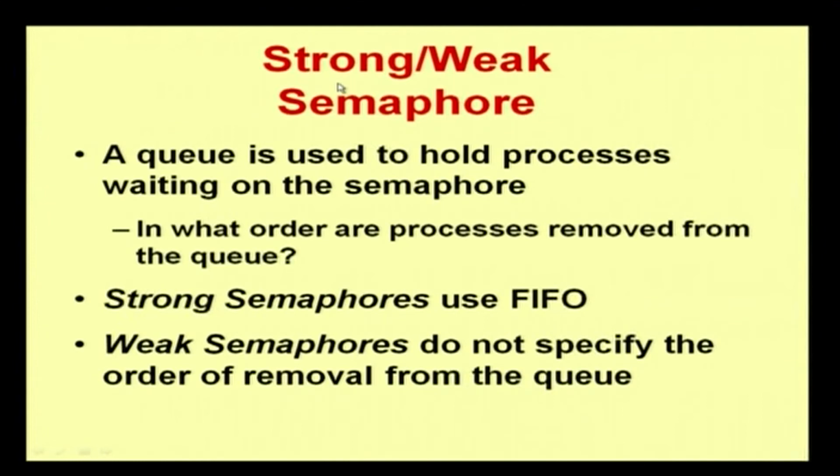So in the case of strong and weak semaphores, a queue is used to hold the processes waiting on the semaphore. Now I have posed a question: in what order are the processes removed from the queue? In the case of a strong semaphore, we use a FIFO basis. FIFO is first in first out. In the case of a weak semaphore, we do not specify the order of removal from the queue. So we assign it by whatever means we want.